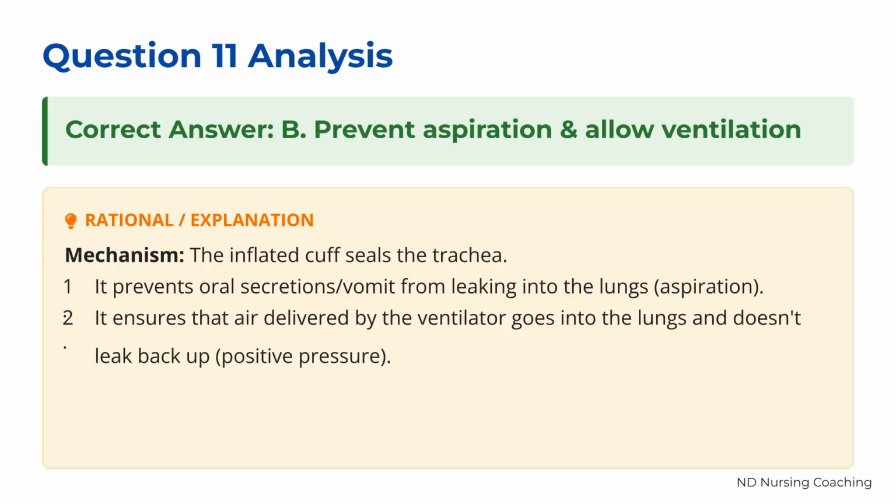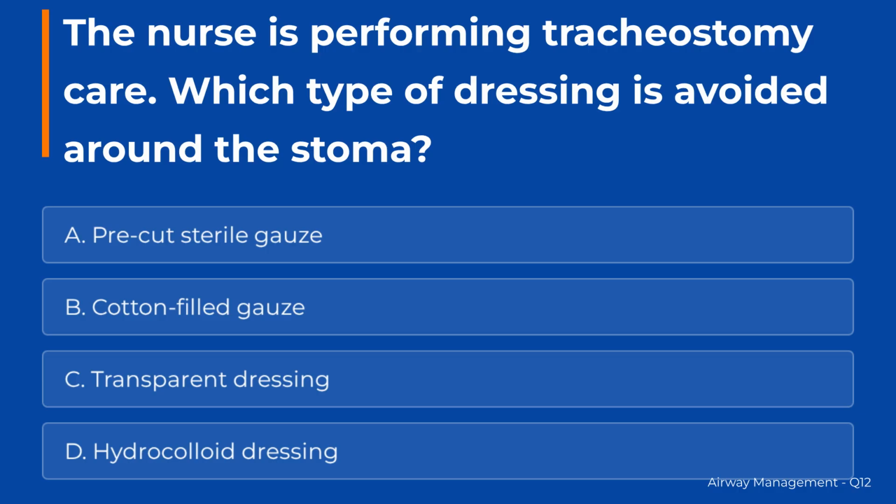Question 11. What is the primary purpose of the cuff on an endotracheal or tracheostomy tube? The correct answer is B, to prevent aspiration and allow ventilation. The inflated cuff seals the trachea, preventing leakage of oral secretions into the lungs and ensuring positive pressure ventilation is effective.